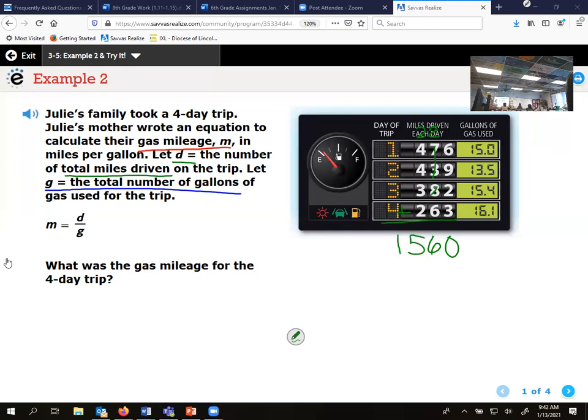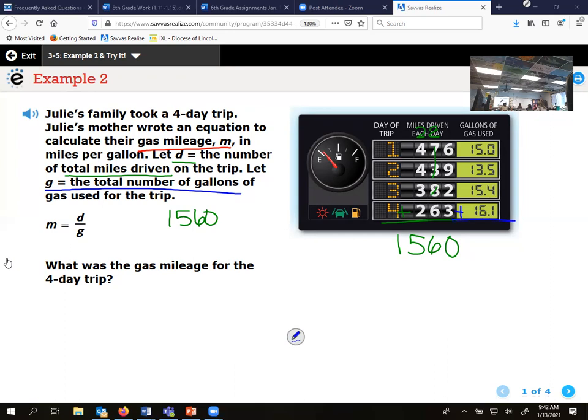They traveled 1,560 miles in 4 days. That's a lot. Okay, that was our distance, and that's on top of the fraction. Then we're going to figure out how much gas they use.